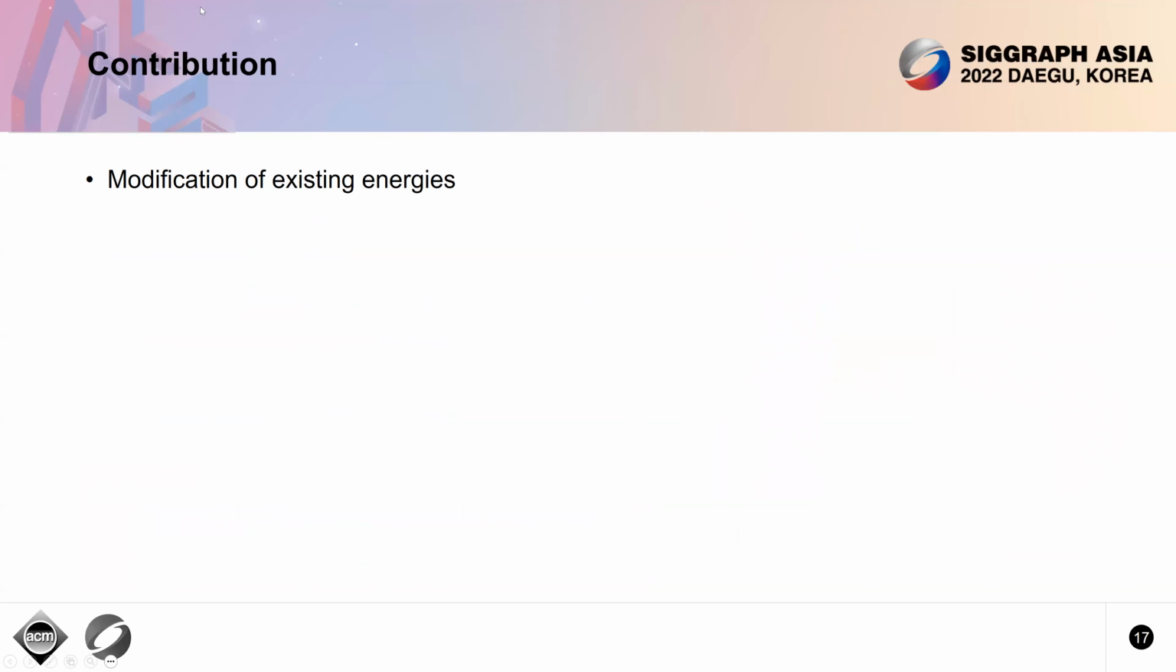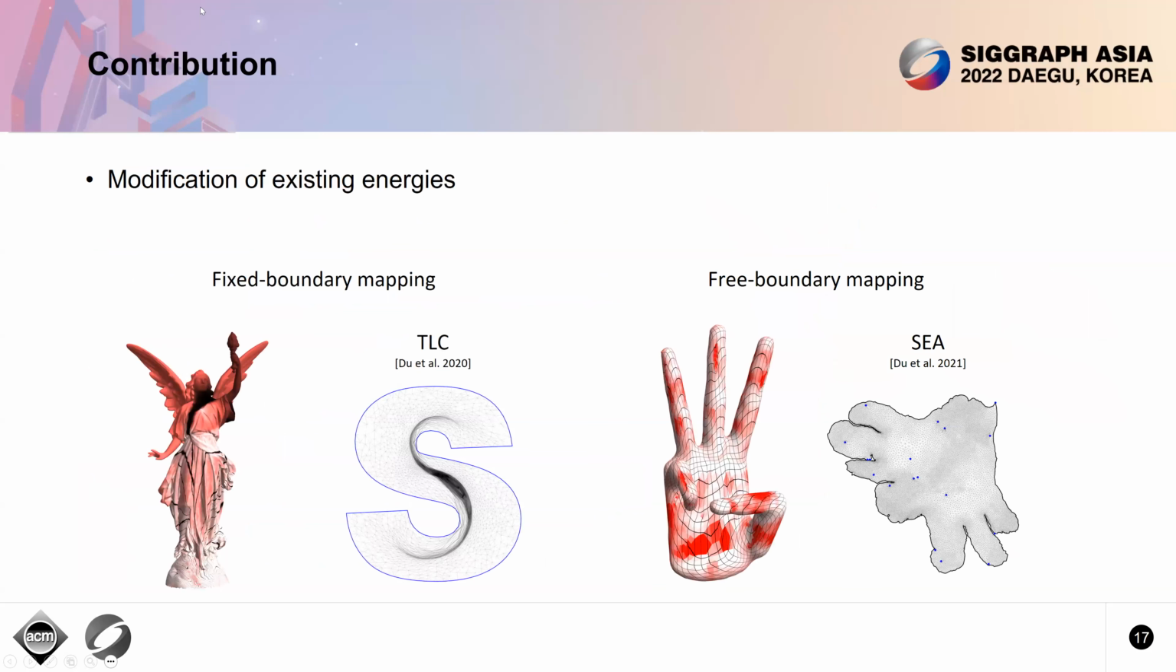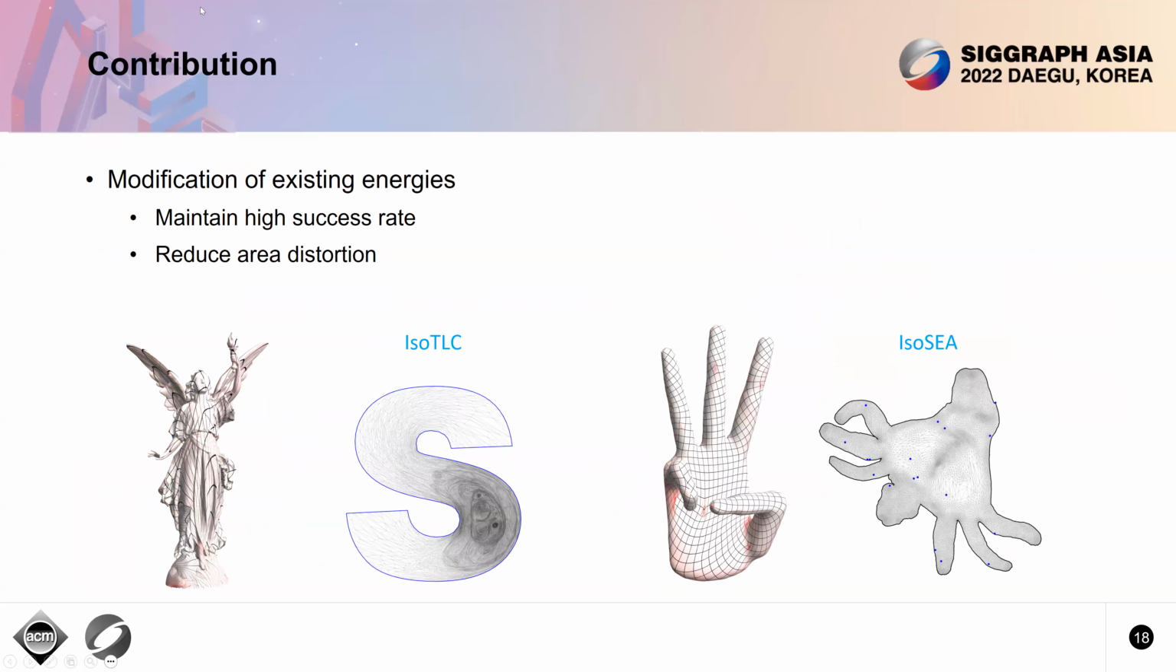Our methods build on existing energies whose minimization promotes injectivity. We modify the TLC energy designed for fixed boundary mapping and the SEA energy for free boundary mapping under positional constraints. Our energy modification maintains their high success rate in recovering injectivity, but significantly reduces area distortion.